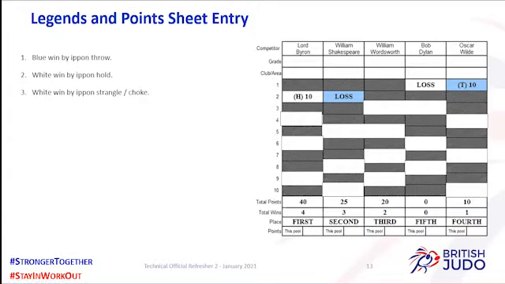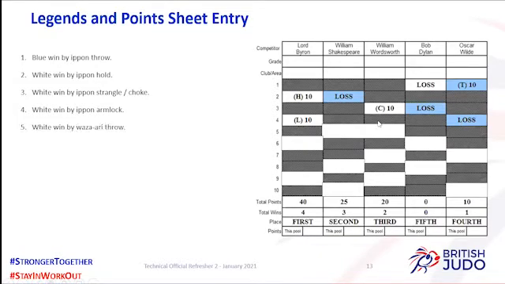Number 3, win by ippon, strangle or choke. White wins, C with a circle, 10 points, blue loss. Number 4, white win by ippon arm lock. L is the symbol for arm lock, in a circle, 10 points, and blue gets the loss.